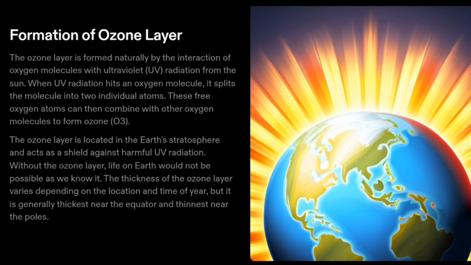Formation of ozone layer. The ozone layer is formed naturally by the interaction of oxygen molecules with ultraviolet (UV) radiation from the sun. When UV radiation hits an oxygen molecule, it splits the molecule into two individual atoms. These free oxygen atoms can then combine with other oxygen molecules to form ozone, O3. The ozone layer is located in the Earth's stratosphere and acts as a shield against harmful UV radiation. Without the ozone layer, life on Earth would not be possible as we know it.